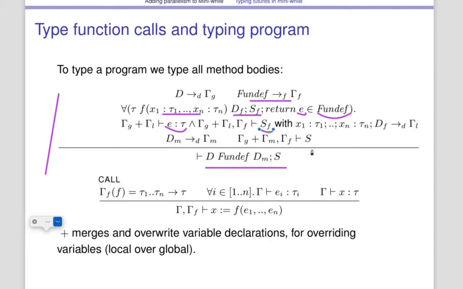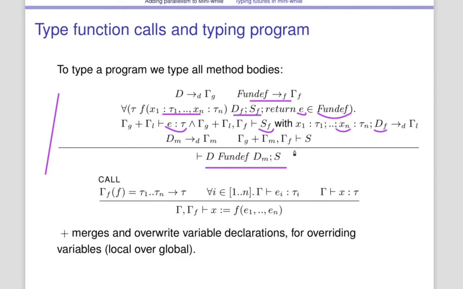the local variables. And which are the local variables? It's the ones declared plus the parameters. The operator between gamma G and gamma L is a merge that overrides variable declarations. So this allows you to override variables, so you put local variables over the global variables and hide them.